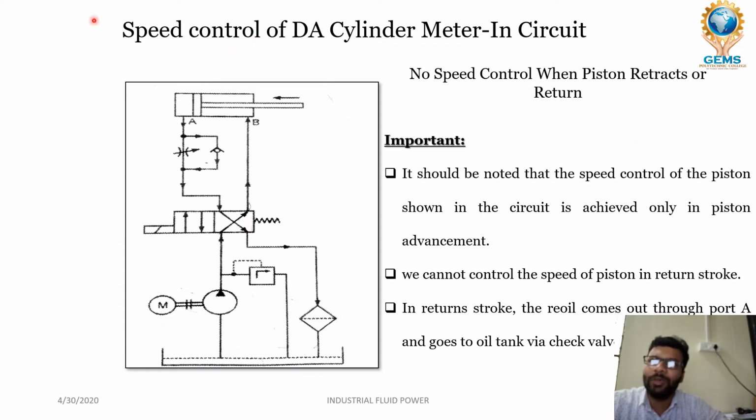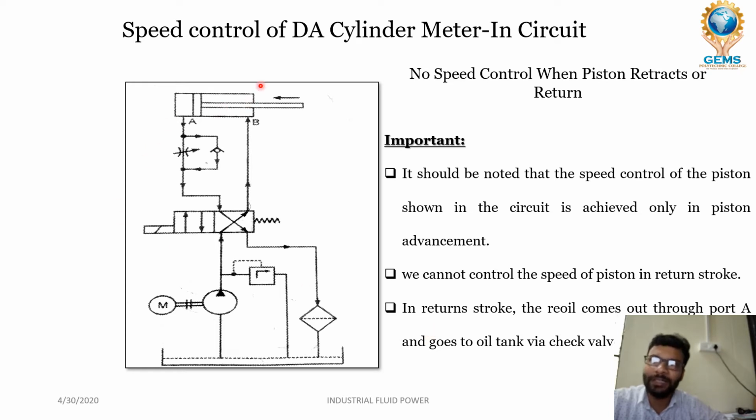Next. In this metering circuit, when the piston retracts or returns, there is no speed control. It should be noted that the speed control of the piston shown in the circuit is achieved only in piston advancement. Advancement means only from left to right, not from right to left. This valve will work only when the piston is moved from left to right. We cannot control the speed of the piston in the return stroke.